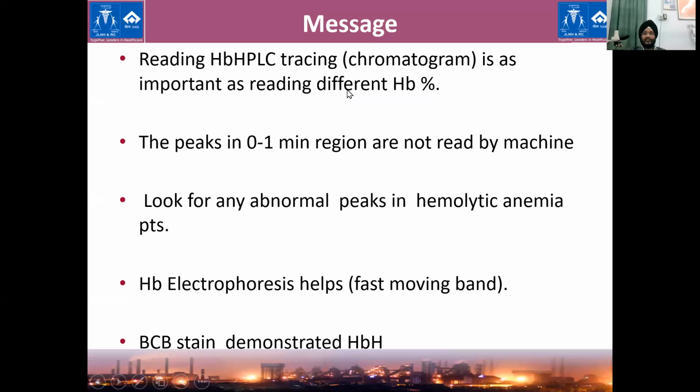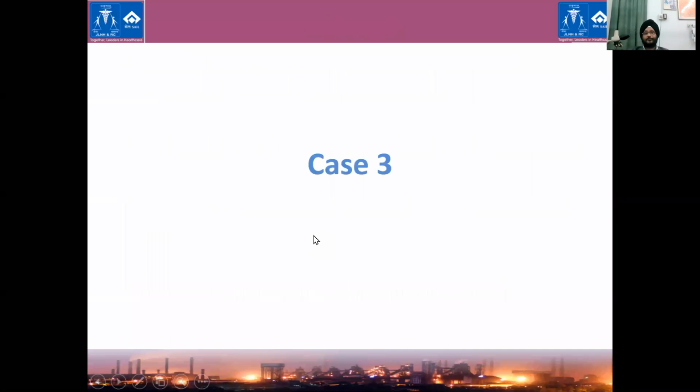So the message for this case was, reading your HPLC tracing is very important, as different Hb have different percentages and different retention times, and you should look at all the peaks in the chromatogram and not only what the percentages are being given. And for any abnormal peak, you should suspect a hemolytic anemia if it is compatible with the clinical picture. And of course, the ancillary investigations will help you in reaching a diagnosis.